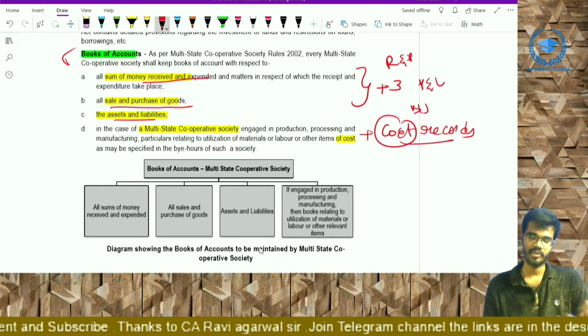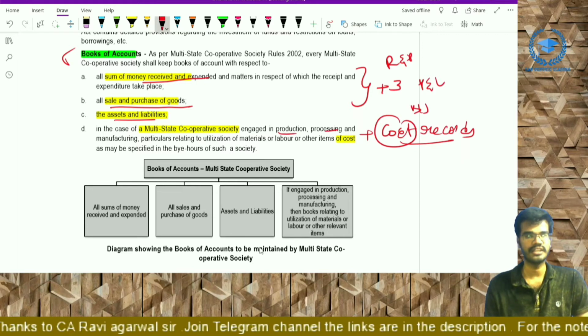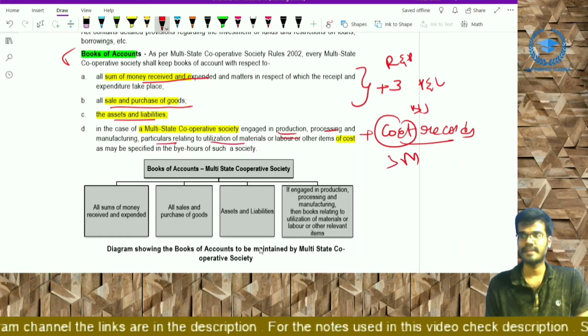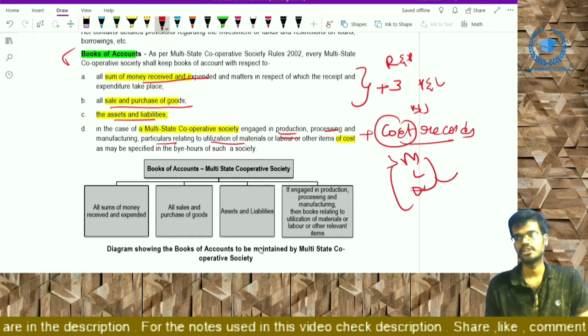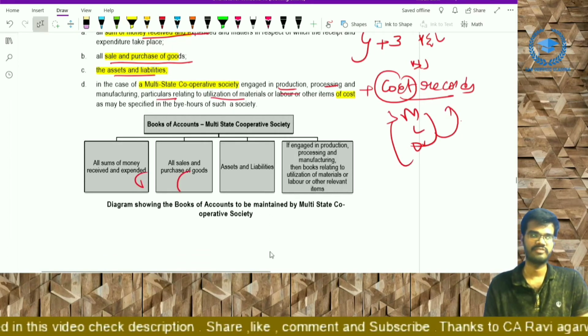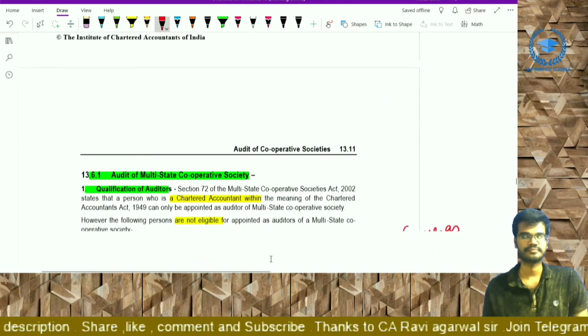In case a multi-state cooperative society is engaged in production, processing, manufacturing, purchasing, relating to utilization of materials, labor, means our 3 things: material, labor, overheads, then cost records should be maintained in this particular aspect. The same has been mentioned in the form of a flowchart here.